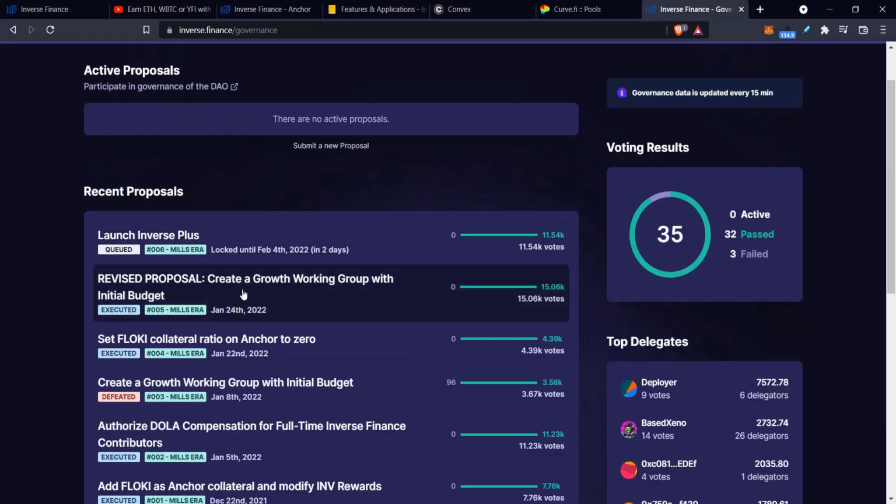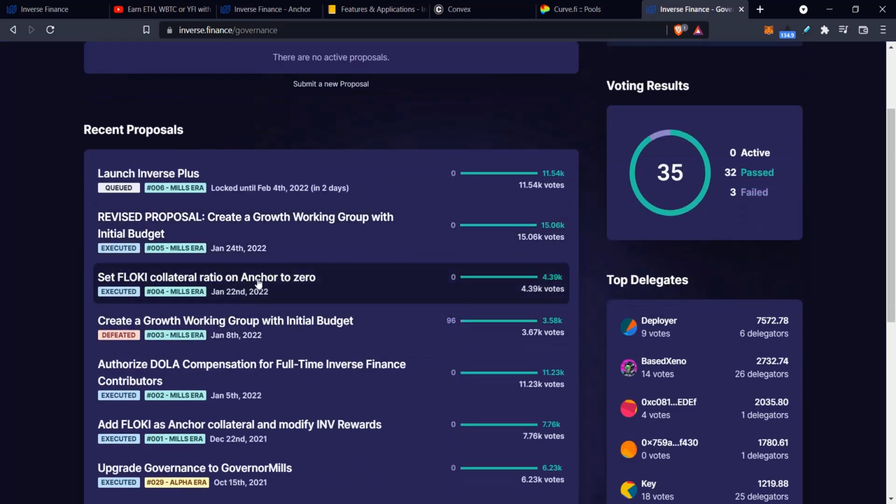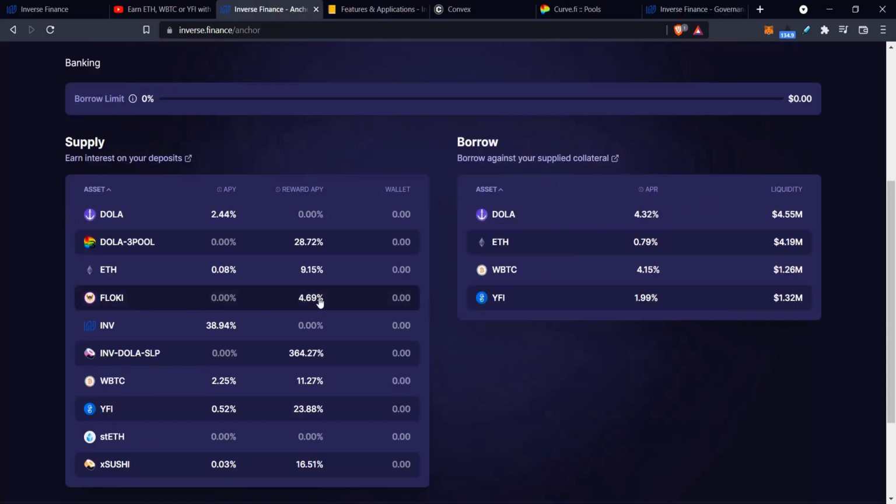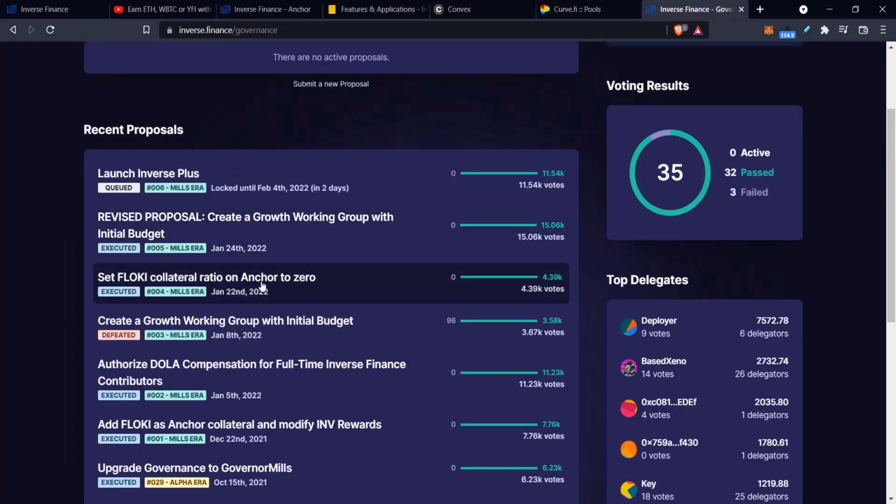If you go to governance, you can see that they did set the Floki collateralization to 0. The reason why it's still there is because there is some outstanding debt, people borrowed DOLA or some of these other tokens versus their Floki. So they're hoping that they will come back soon and do it. And if you read through this Floki proposal, it does say that they're eventually going to get liquidated if they don't do it soon enough, right?